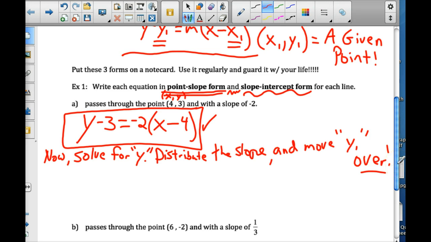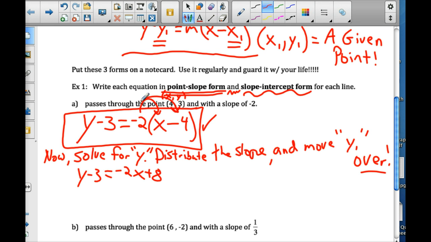Okay, so let's do this. We're going to take our point slope form. We're going to distribute the slope first. Who can distribute that negative 2 correctly on that right side? Be careful with your signs. Sean Kelly, give it a shot. Negative 2x plus 8. That's what he did.